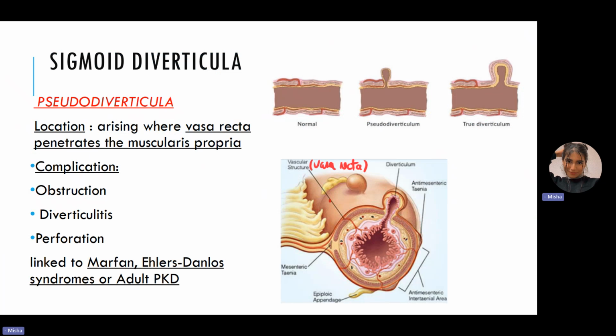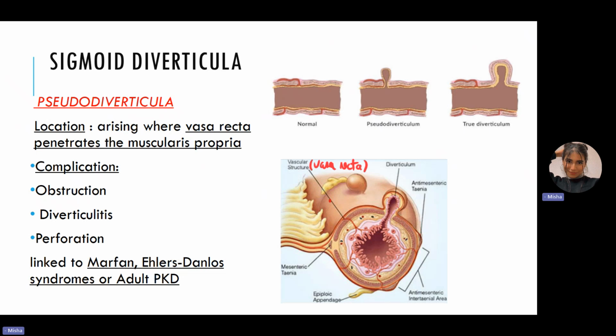First of all, you need to understand that this is not a Meckel's diverticulum or Zenker's diverticulum, for example, because these are the most common ones that are known and they're easily confused. Remember that diverticula can occur within the esophagus, the small intestine, and the colon. And when we talk about sigmoid diverticula, we're talking about the colonic diverticula.